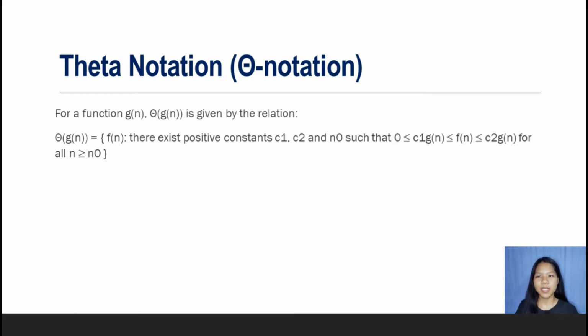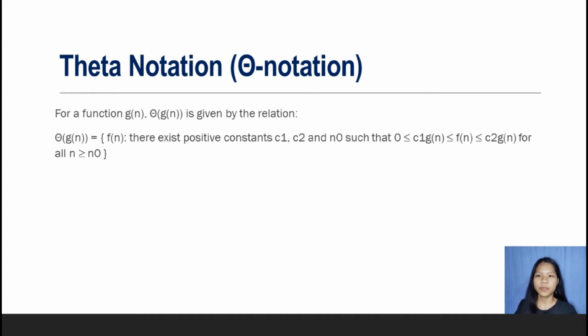The expression can be described as: a function f of n belongs to the set theta of g of n if there exist positive constants c sub 1 and c sub 2 such that it can be sandwiched between c sub 1 of g of n and c sub 2 of g of n for sufficiently large n. The above definition means: if f of n is theta of g of n, then the value of f of n is always between c sub 1 of g of n and c sub 2 of g of n for large values of n greater than or equal to n sub 0.